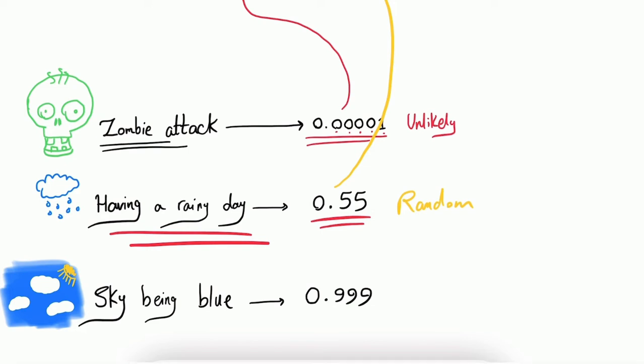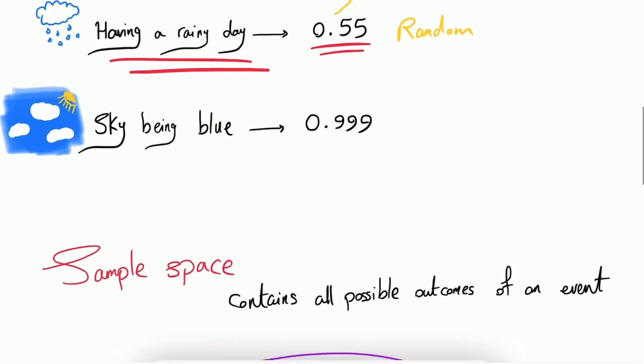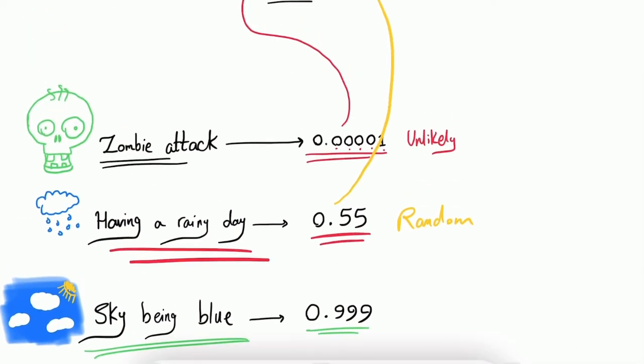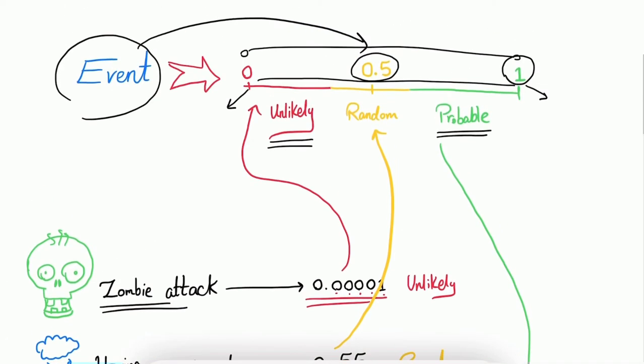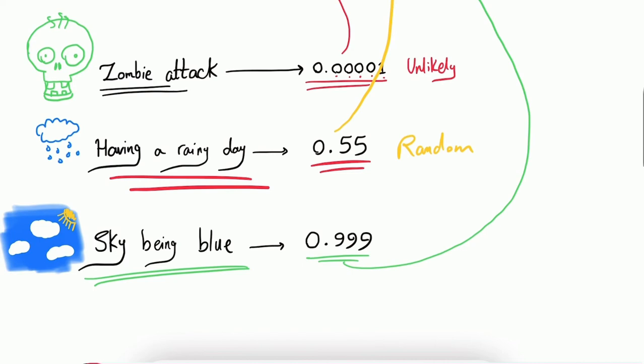And then, as another example, suppose that the weatherman comes again and tells us that the probability of the sky being blue is 0.999, which is very close to number 1. And therefore, we can conclude that this event, the event of the sky being blue, is highly likely, as we all know. So these were a few examples just to make you familiar with the concept of probability.